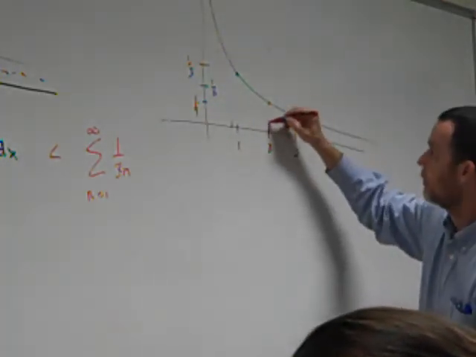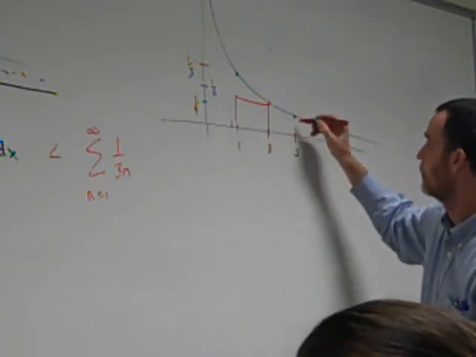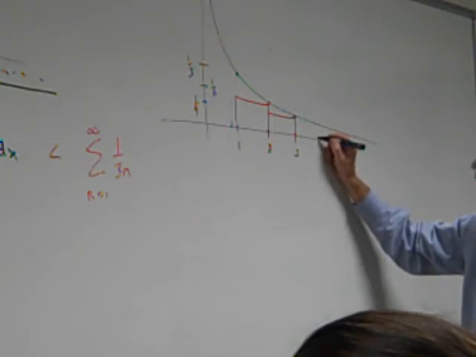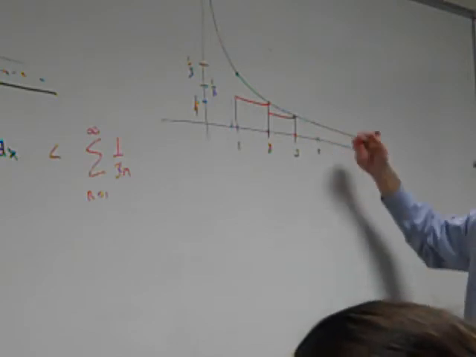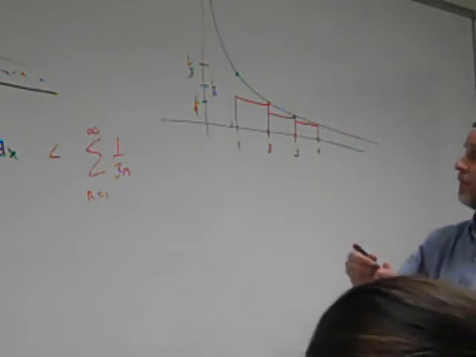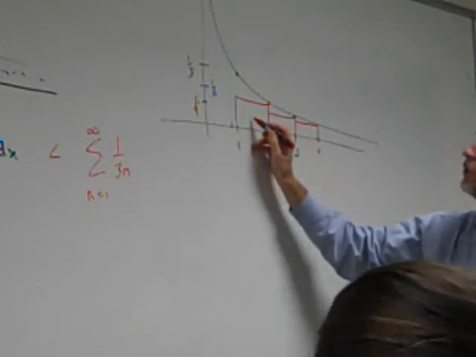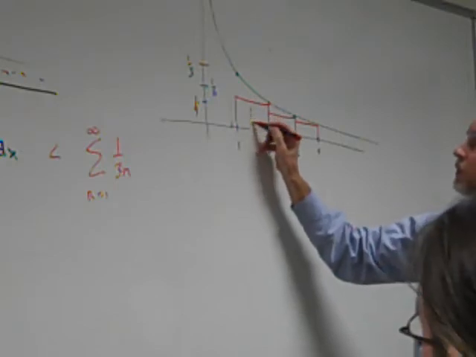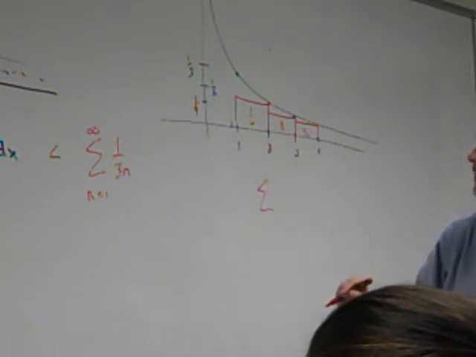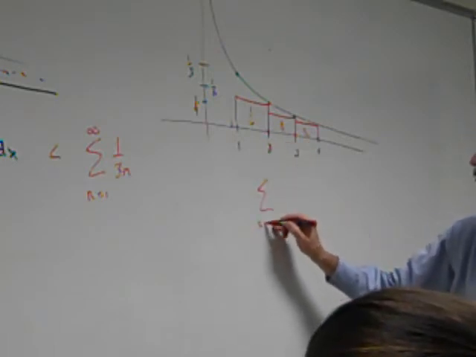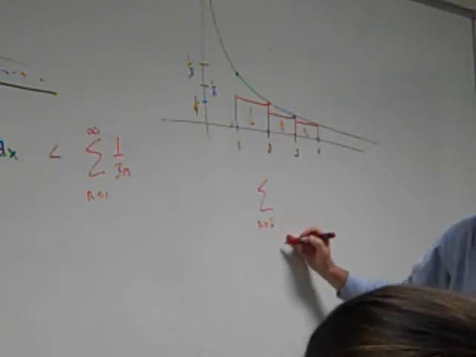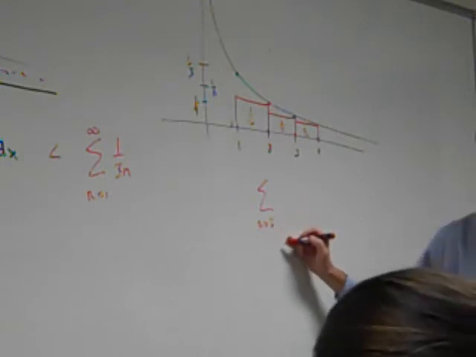Except I'm going to put the rectangles underneath it. Now, what's the area of this rectangle? 1/9. Okay, so what do I have for the red this time? I have the sum from n equals 2, right? I just threw the first one out, right?